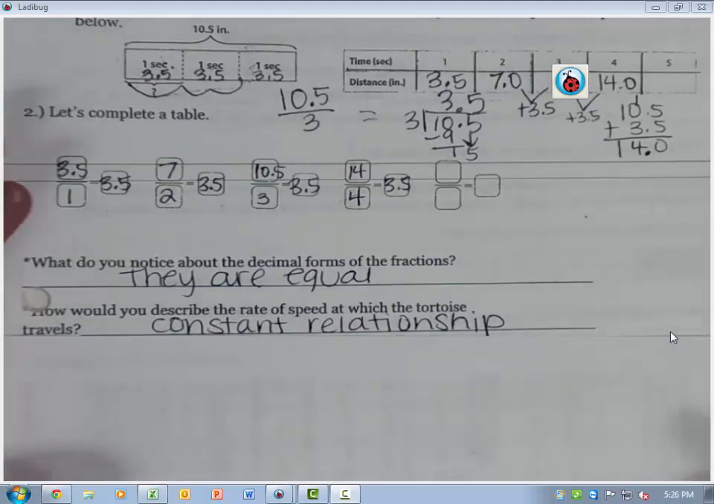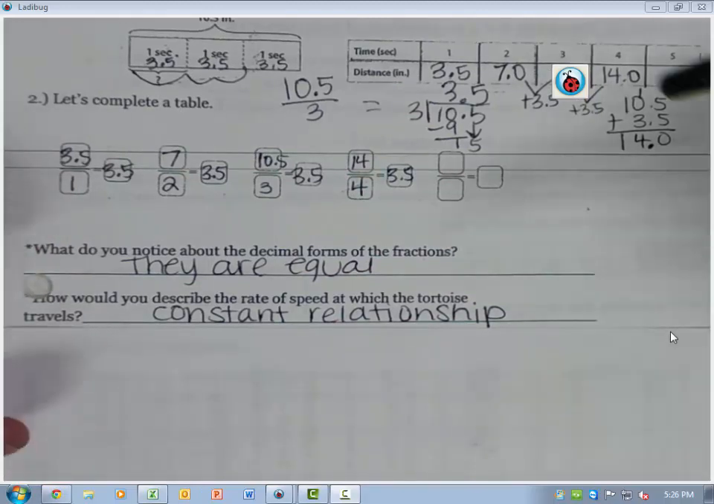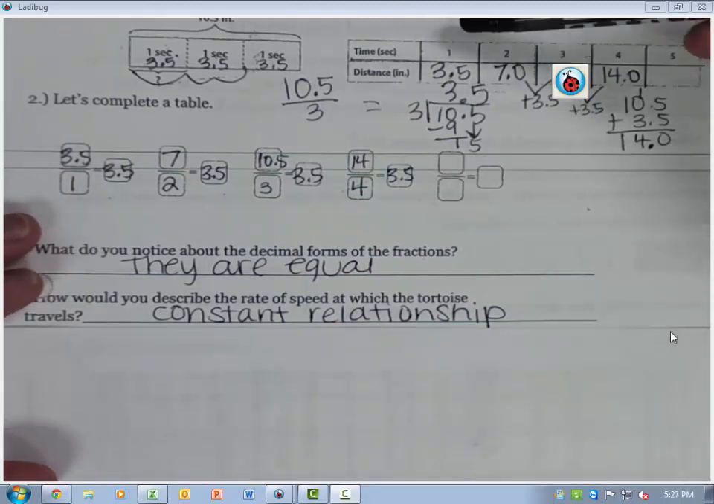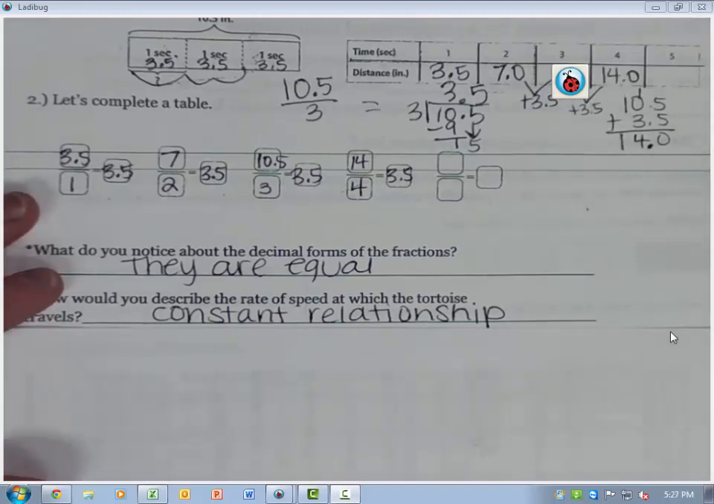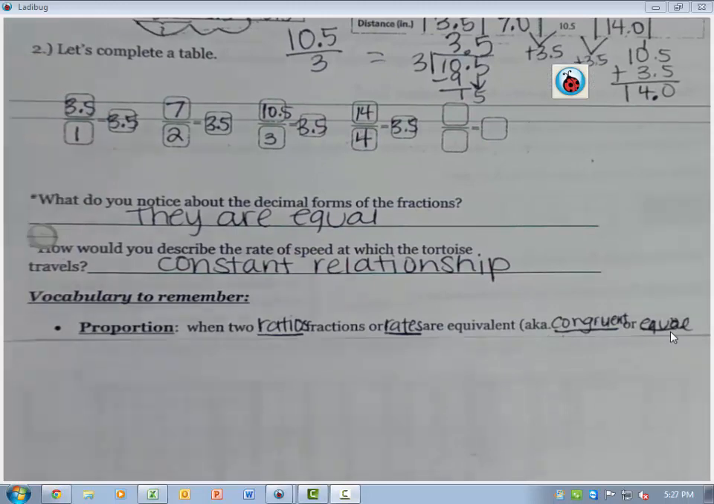So 3.5 each time. Okay, so this is kind of branching off of unit rate. So we start at unit rate here, and we're going up proportionally at a constant rate. Okay, vocabulary to remember. I'm going to read it out loud, so you just go ahead and fill it in.